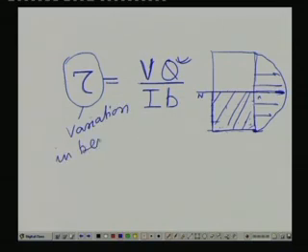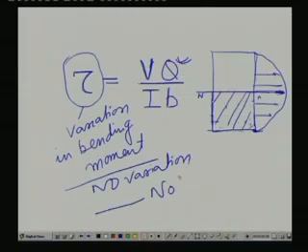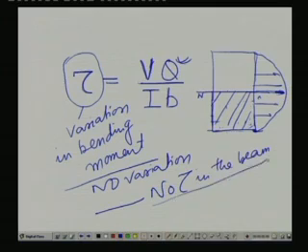in bending moment. If there is no variation, then what do we get? No tau in the beam. So, this is a very important conclusion that the shear stress comes out to be due to the variation in bending moment along the length of the beam.